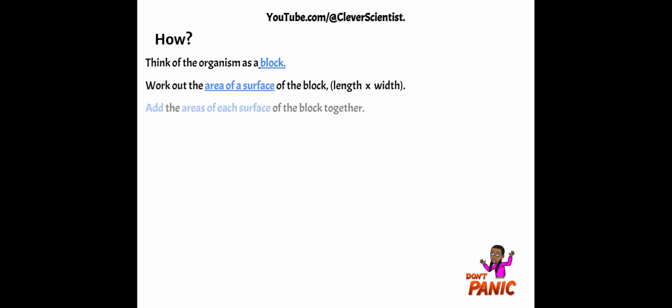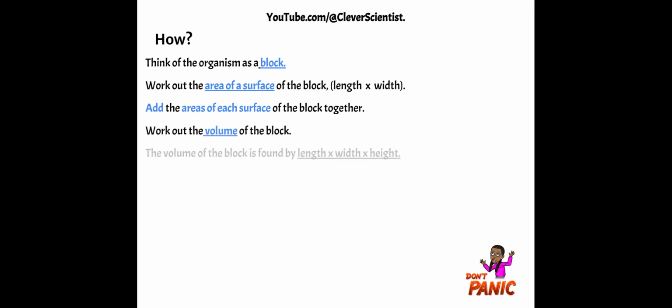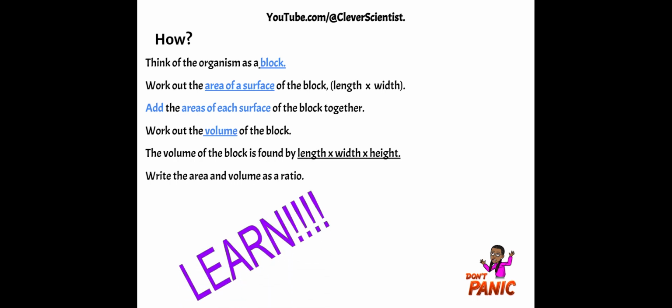So how do we do this? Firstly, we need to think of the organisms as a block. Then we work out the area of a surface of the block. Remember, area is length times width. We then add the areas of each surface of the block together. Then we can work out the volume of the block. And remember, volume is found by multiplying length by width by the height. And then we can write down the area and volume as a ratio. So make sure that you learn this process.